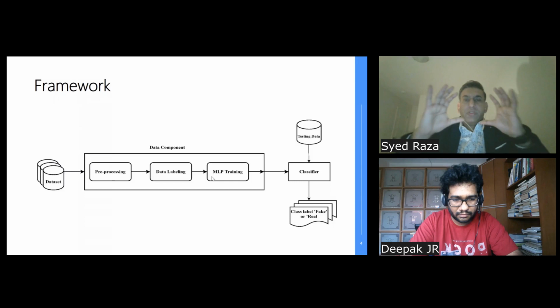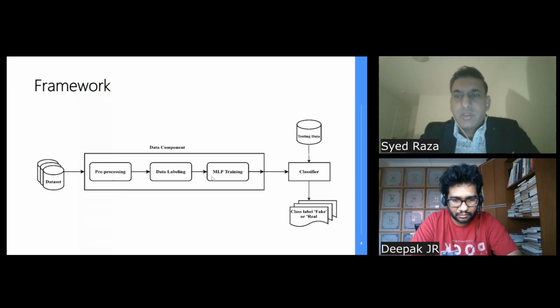That is the main purpose of the data component: pre-processing, then the data labeling module, and then the training module. Then the data is passed to the classifier component. The classifier component takes the labeled data as input with ground truth labels, and it consists of a deep neural network used to detect a point of interest as being true or false. For that we are using an MLP neural network, multi-layer perceptron, in this module.